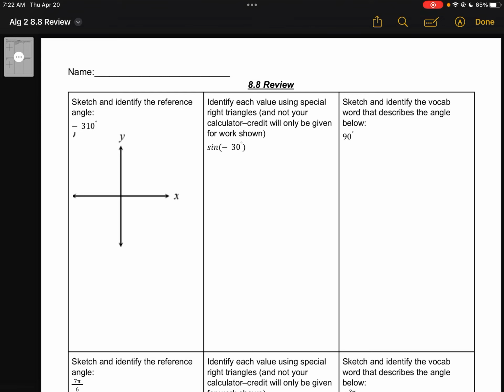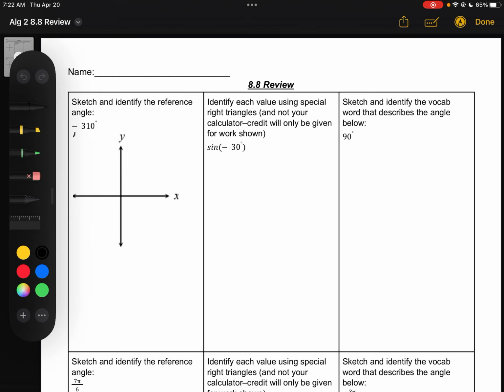So the first one is sketch and identify the reference angle. The important thing to note for this question is that this is a negative degree measure, so that means we are going the opposite way. So instead of going up, we're going to go down to negative 90, negative 180, negative 270, and then negative 360 is here. So we have to determine where is negative 310 in between. So what's a little bit less and a little bit larger. And we're going to see it is right directly in between 270 and 360.